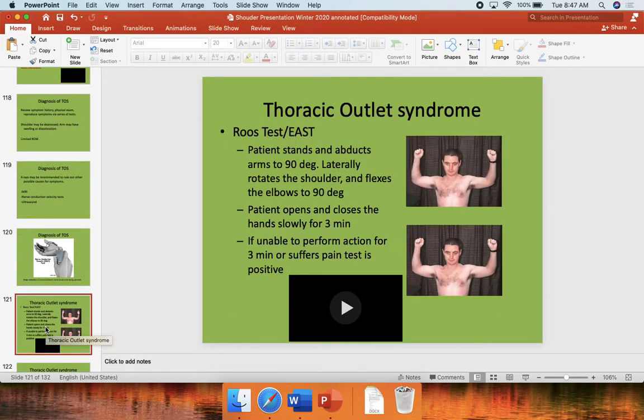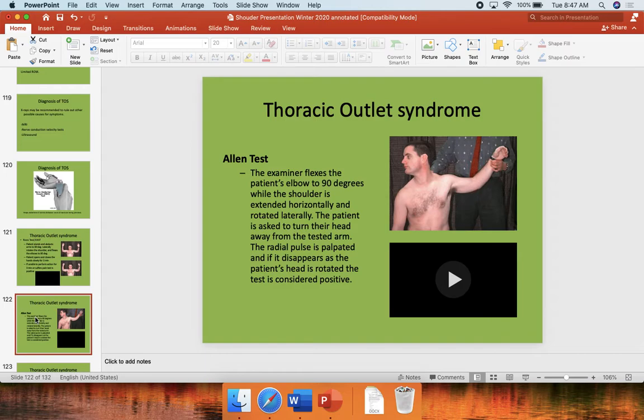Clinically, we also have a few just easy, simple tests, and we'll do these in the lab. This one's called the Roos test. So what you're going to do, again, it's position sensitive. So you're going to have the person abduct those arms, and you're just going to have them sit there, open and close their hands. If they can do that for 3 minutes, then they would pass this test. That would be a negative test for thoracic outlet. If after 3 minutes they're struggling to get their hands open, then that will be a positive test for thoracic outlet, and they're having some problems.